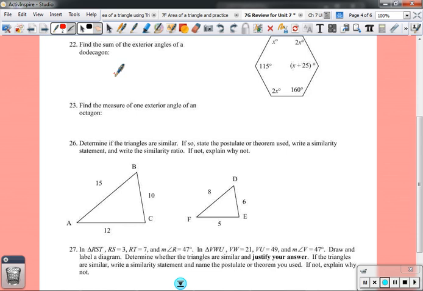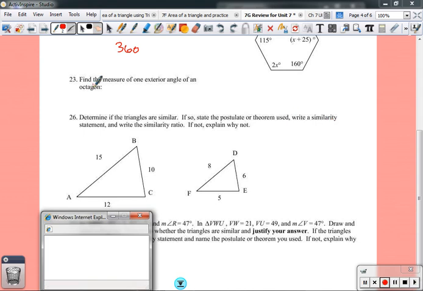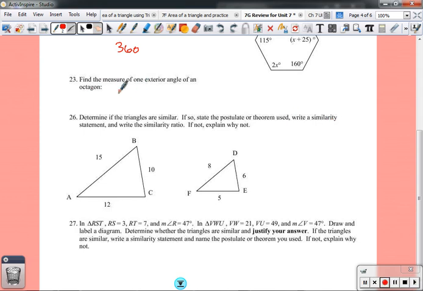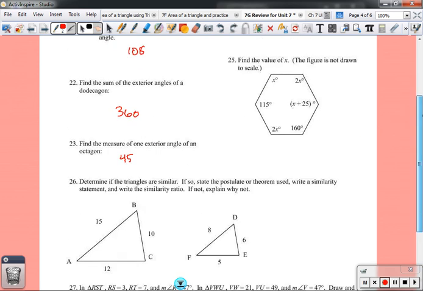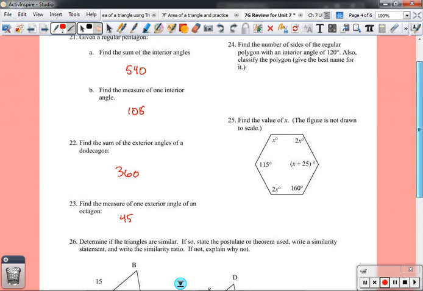Find the sum of the exterior angles of a dodecagon. The sum of the exterior angles of every polygon, no matter how many sides it has, is always 360. There's no math to do there. You just have to know something. To find the measure of one exterior angle of an octagon, it's the total degrees, which is 360, divided by the number of sides. 360 divided by 8 is 45. Again, I did that in my head. My mom is proud. You should be too.